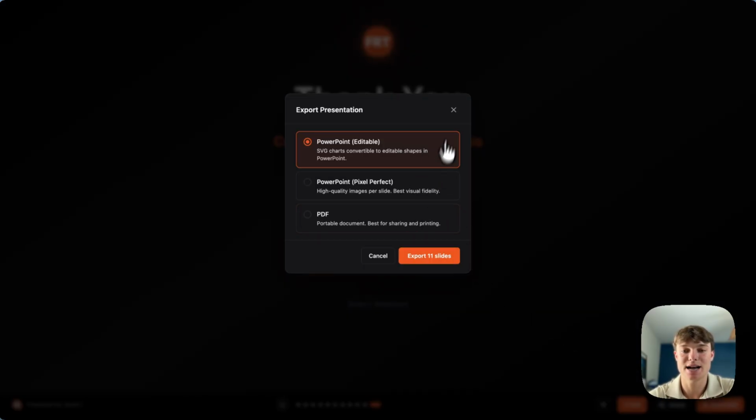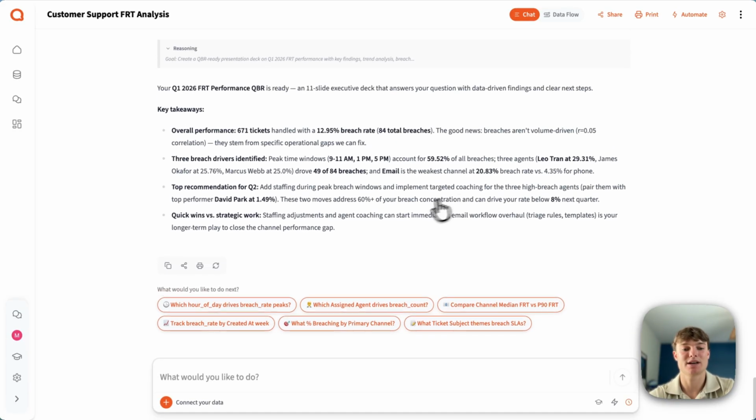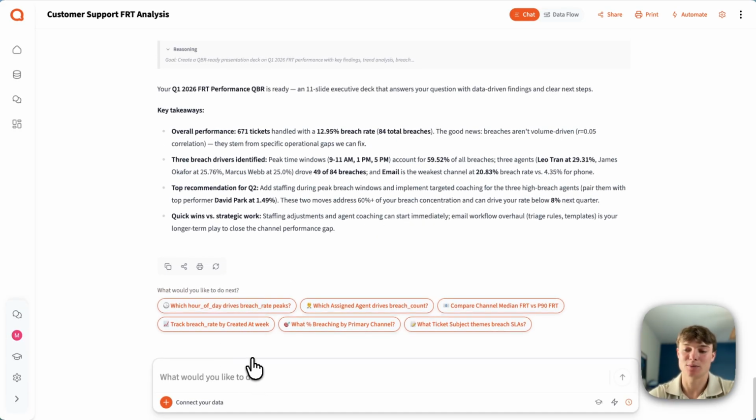So what we can do is we can download this as a PowerPoint. We can go in and edit it. It's a PDF. You could also just prompt Query right here, tell it to edit it a bit if you want to change all of it. But that's essentially just how to take your FRT tracking and turn it into a replicable process, because we can automate it right here if we wanted to do that, and do all sorts of stuff.